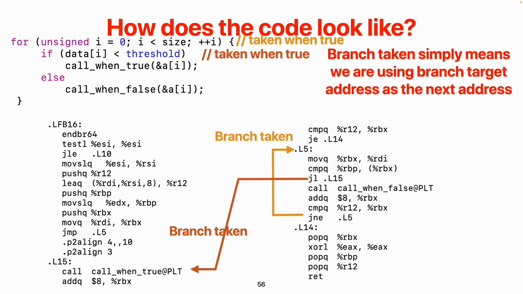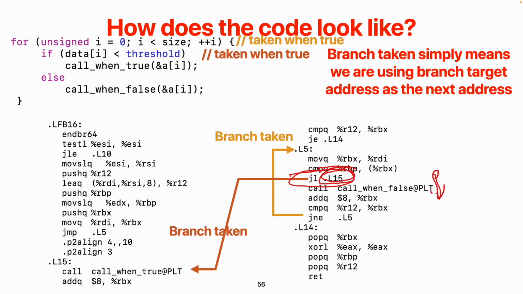So the terminology here is, for example, for this branch instruction, like JL, for each branch instruction, you could have two directions to go. One is to go to a target address, which, for example, is the label here. And the other is the next instruction. The terminology of taken means that we are going to the branch target no matter what. As long as a branch instruction goes to the target, it's called taken.